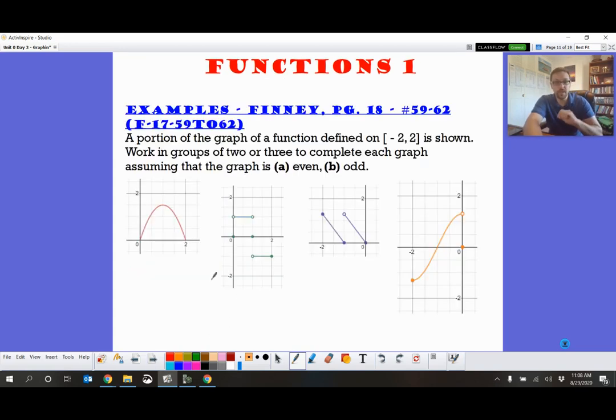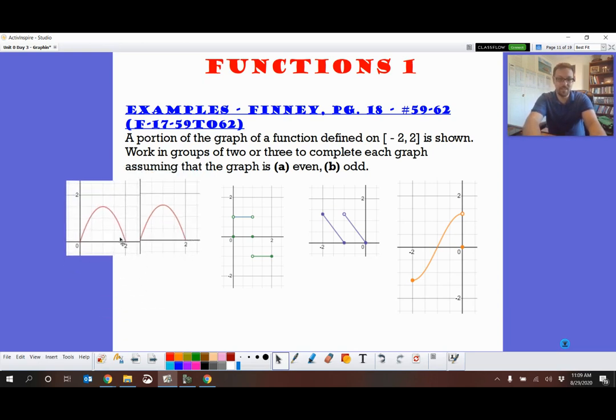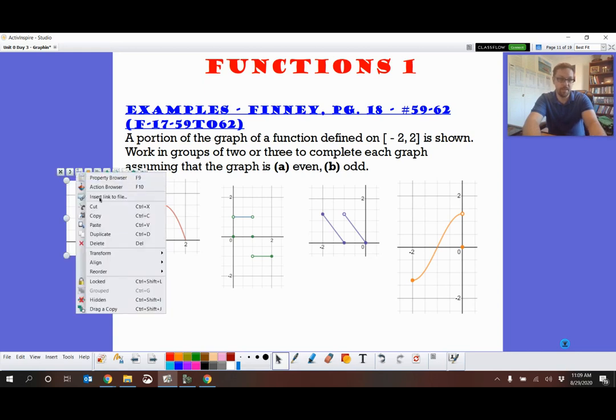So here's a bunch of graphs, and what we're going to do is play around with these to say, what would this thing look like if it were an even function? Well, an even function means it's symmetric to the y-axis. Thanks to the wonders of technology, I can duplicate this thing, and what it's saying is it should be reflected over the y-axis, but it's got to be kind of mirrored.